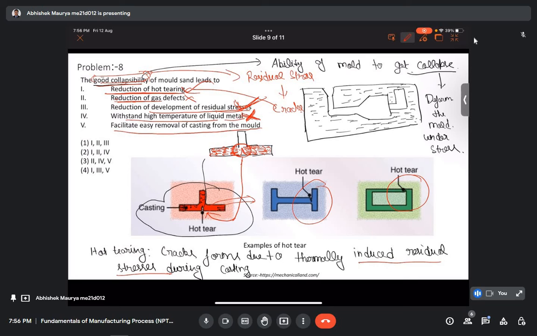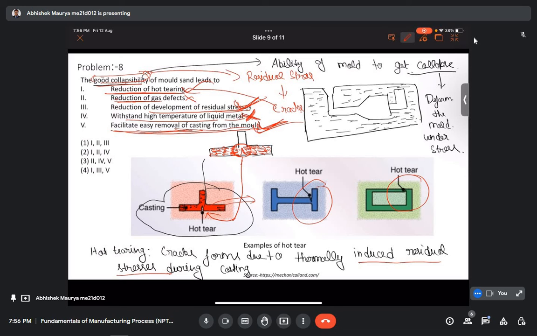But if our mold is not easy to collapse, then we have to go for some extra mechanical effort in order to remove the casting from the mold. So good collapsibility will help in easy removal of the casting from the mold. That is also a correct option.